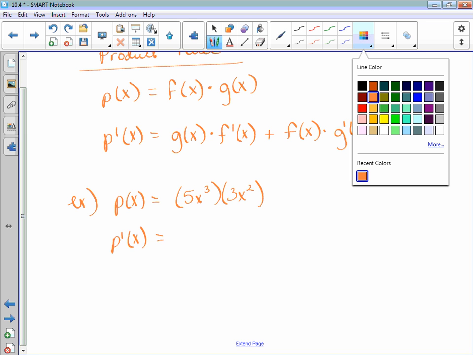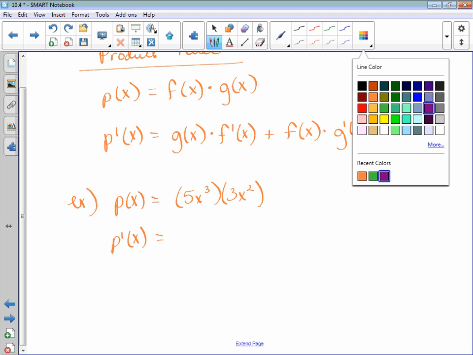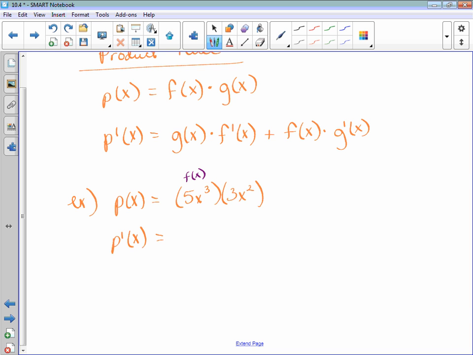All right, so do you guys see how this is your f of x and this is your g of x? Ooh, that's a terrible color. I keep picking that color. All right, that's your f of x, that's your g of x.